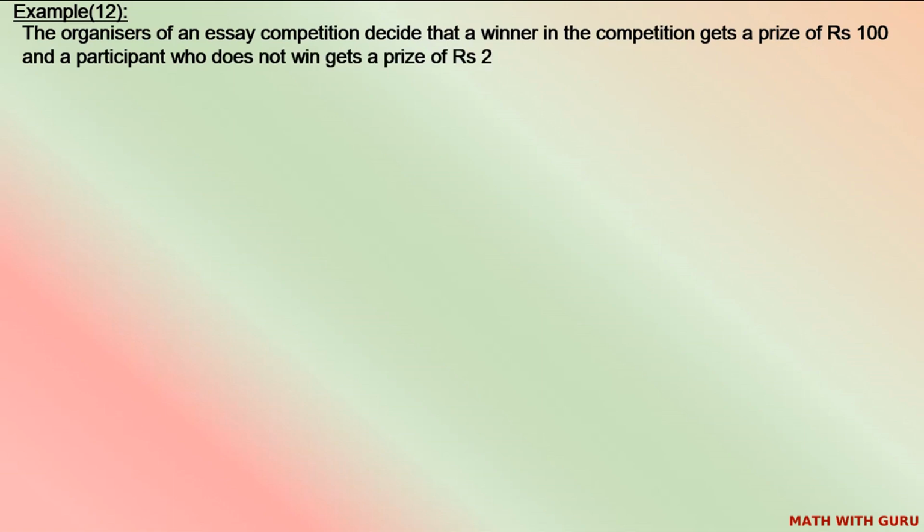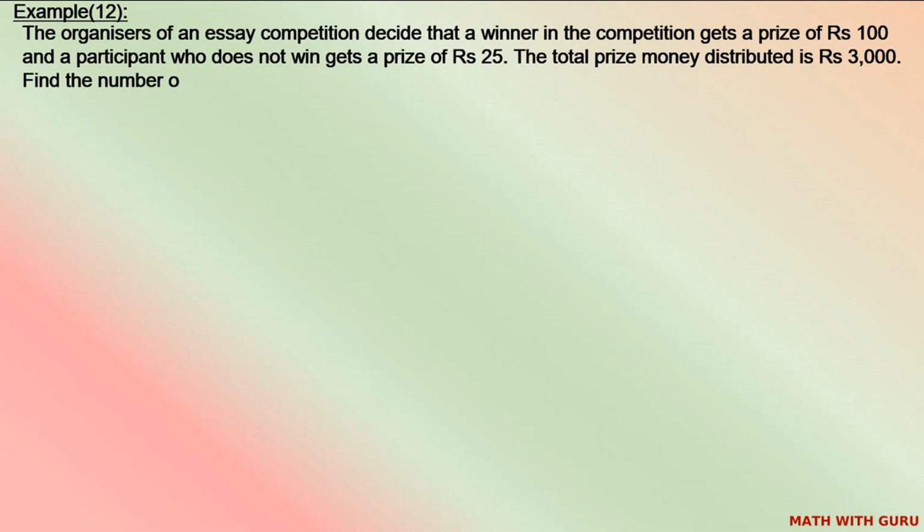Here is another example, example 12. The organizers of an SCA competition decide that a winner in the competition gets a prize money of rupees 100 and a participant who does not win gets a prize money of rupees 25. The total prize money distributed is rupees 3000. Find the number of winners if the total number of participants is 63. How do we go about this problem?